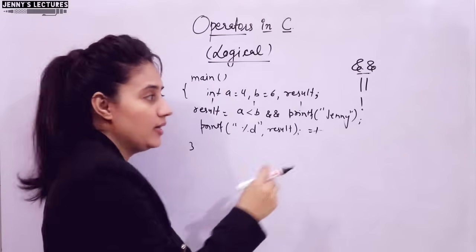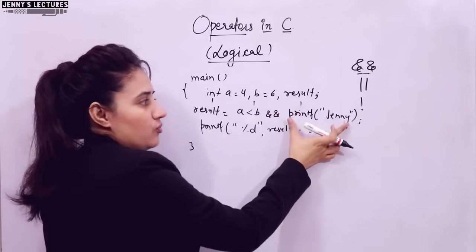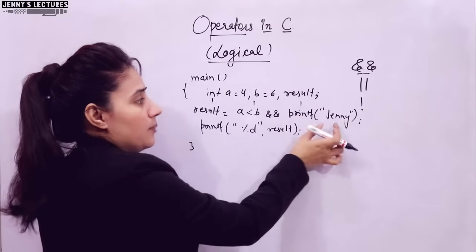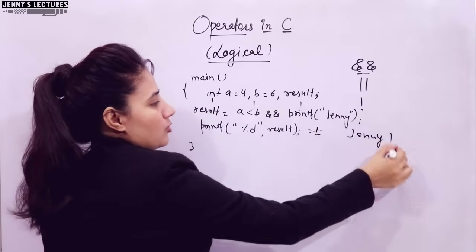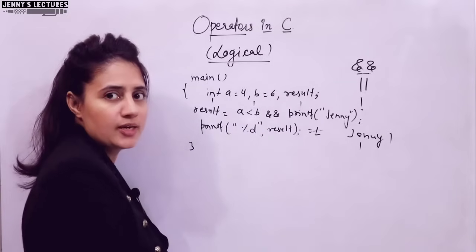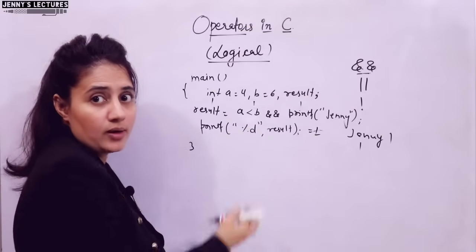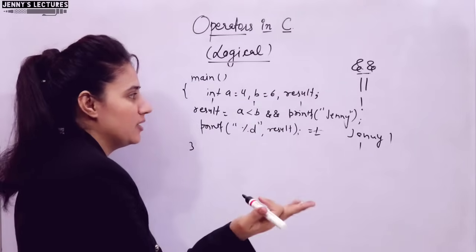And when this expression is evaluated, it will also execute printf Jenny. So Jenny would also be printed, and after that you will get 1. If you use \n here, then 1 would be on the next line. You can check whether this is correct or not. If I am wrong, then you can tell me in the comment box.